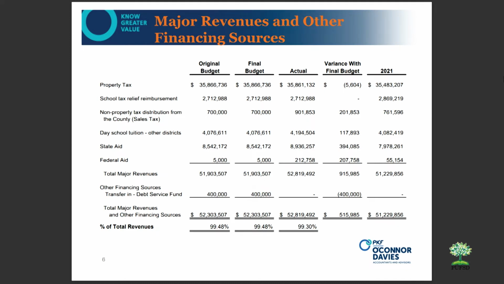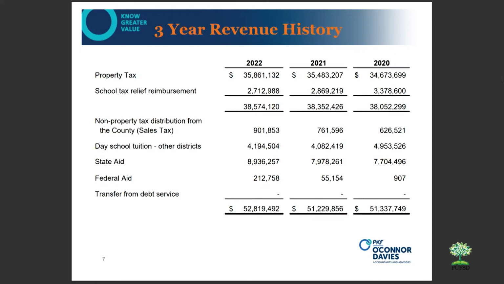Which allowed you not to have to, you anticipated needing to transfer $400,000 in from your debt service fund to help offset your debt service obligations. You didn't need to do that because all these other revenues came in very well. So you're able to hold the money in that debt service fund and save it for another day. So that's the revenue story.